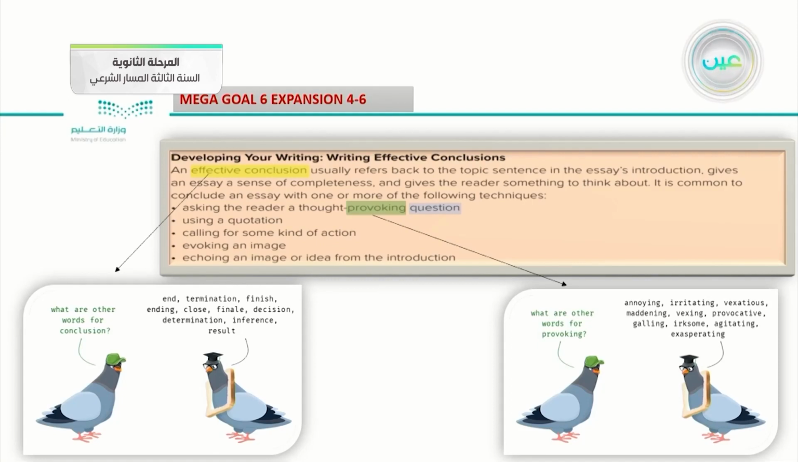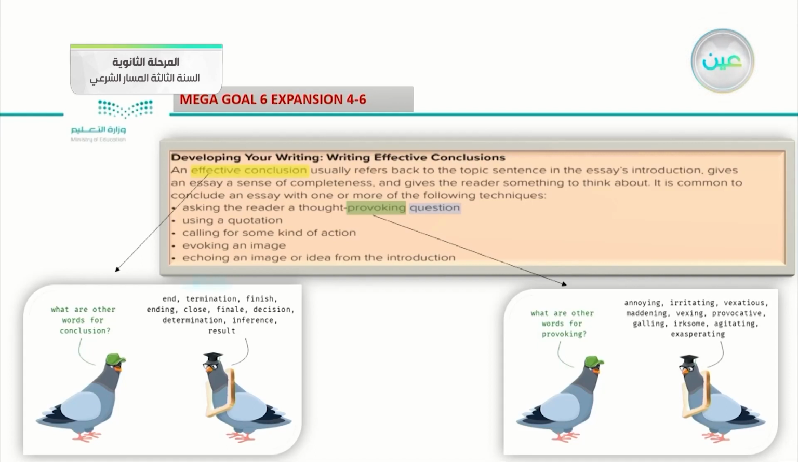Number 2, using a quotation. As I said before, a quotation is very important to make your conclusion effective, and don't forget to put quotation marks around the quotation which you are using from research in your essay. Number 3, calling for some kind of action. So you should put some kind of action, you should mention, for example, and so on.